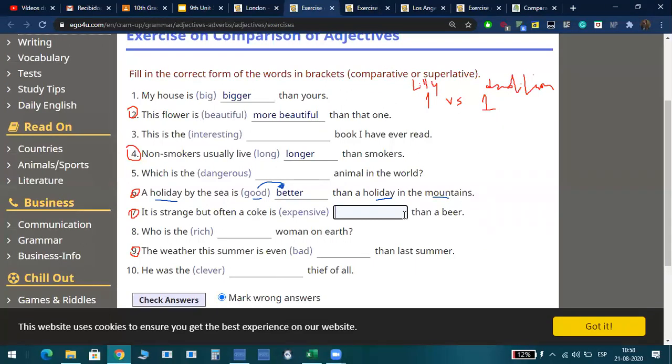Okay, Antonio Carvelin, now you're very active. Let's do number 7. So it's strange, but often Coke is than beer. More expensive. Yeah, good pronunciation. And thank you, Thierry, too. More expensive.